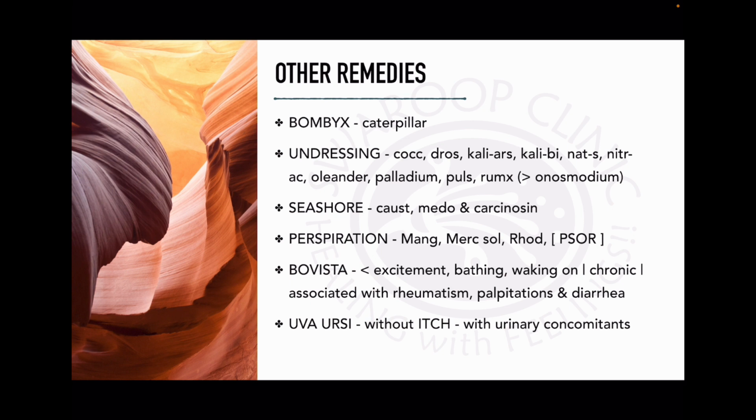Perspiration: Manganum, Mercurius solubilis, and Rhododendron. They are worse with perspiration. So whenever the perspiration comes, the urticaria comes. So these are the remedies. Solanum is another key remedy, that's exercise and perspiration.